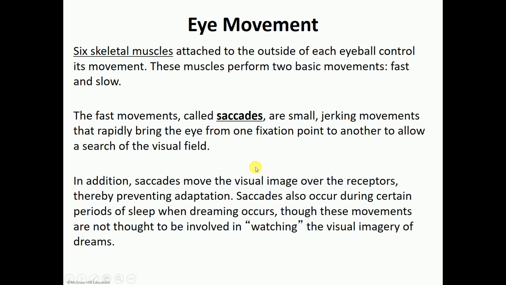These saccades also happen during sleep. So there is a stage of sleep known as the REM, or the rapid eye movement, and the eyes are moving back and forth very fast. It is not related to watching your dreams. It has other functions, but again, this happens during sleep.